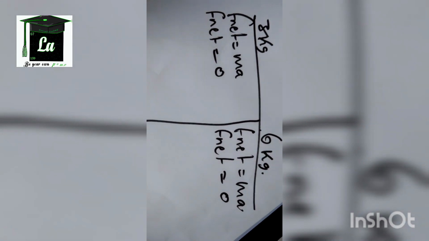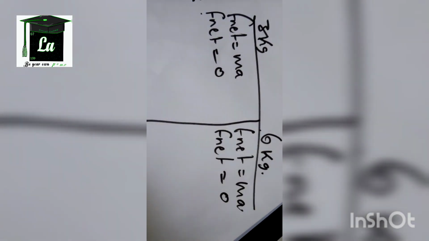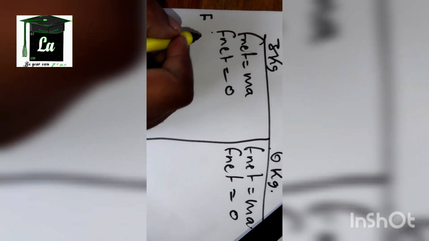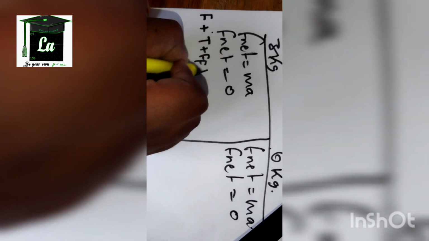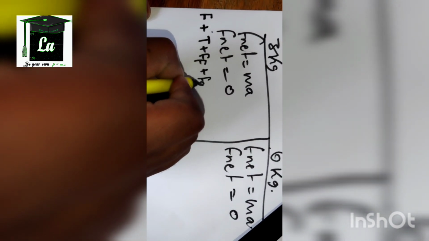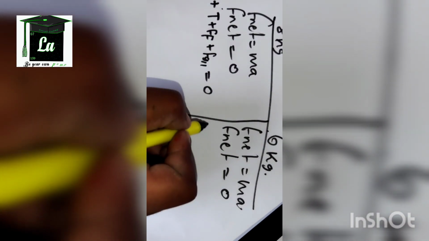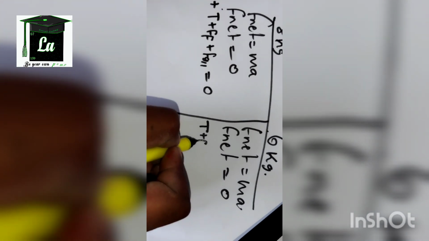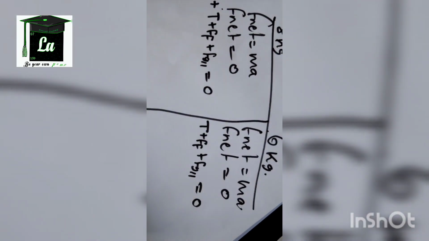Now, F net, all the forces that are acting on the 3 kg block. Remember, we had also identified all the forces acting on the 3 kg block, right? We're going to have the force that is unknown, your unknown force, plus your tension, plus your frictional force, plus your Fg parallel. It's equal to 0. Same applies on the 6 kg block. We're going to have the tension, plus your frictional force, plus your Fg parallel, it's equal to 0.